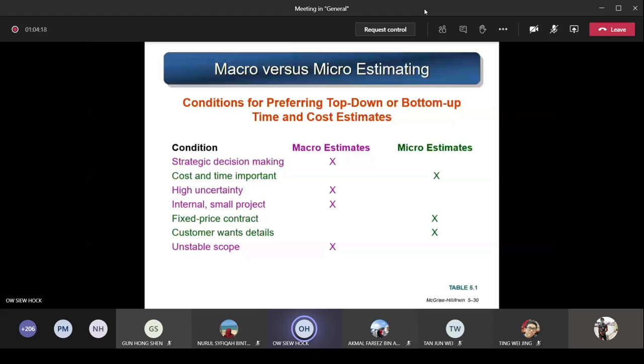You use the micro approach. Customer wants detail. If the customer says, no, I want detail, don't give me the rough one, then you have to do the micro estimates. Next one will be unstable scope. You're not very sure it's going to expand, whatever the spec, they're going to add from time to time. Since you're not sure, then you use the macro approach, so the rough estimation instead of detailed estimation. So these are some guidelines to guide you when to apply the macro, when to apply the micro.